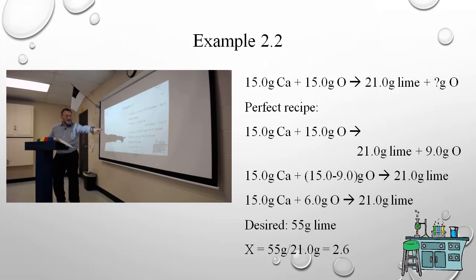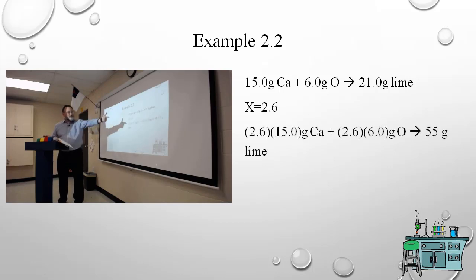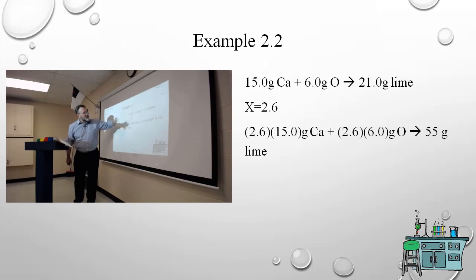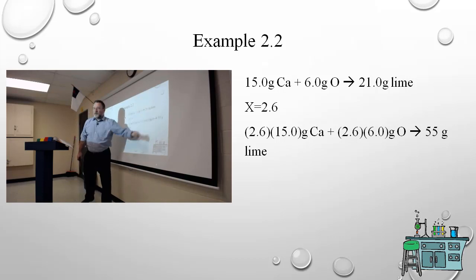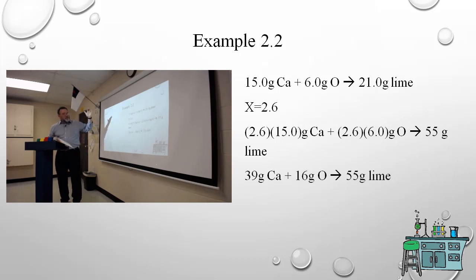If I have a perfect recipe for 21, I can make 55 if I make 2.6 batches. And so what I'm going to do is go through and take my perfect recipe and my multiplier of 2.6 and multiply everything by 2.6. 2.6 times this plus 2.6 times this produces 2.6 times this, which is what we were asked for. That's how we came up with it. So I'm going to make a batch according to this perfect recipe.